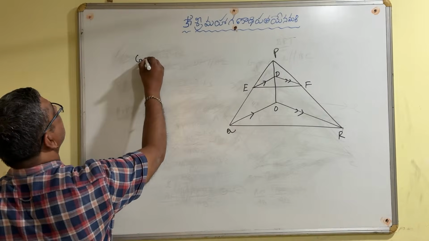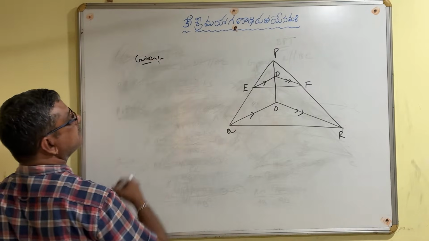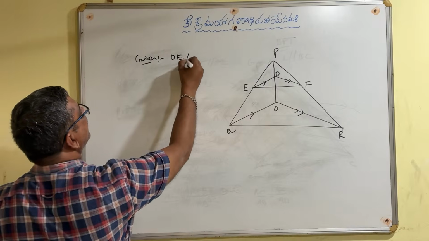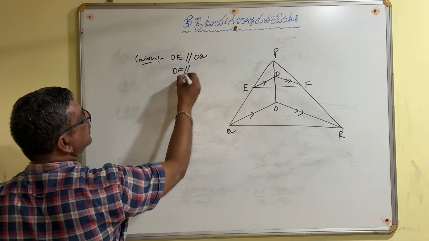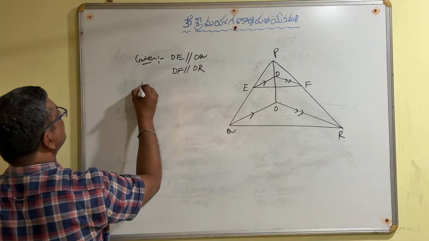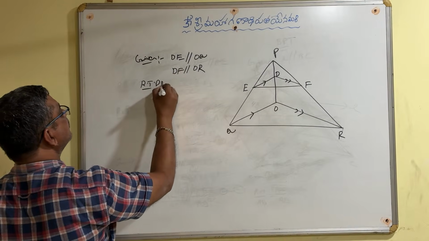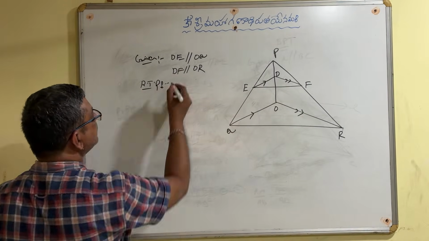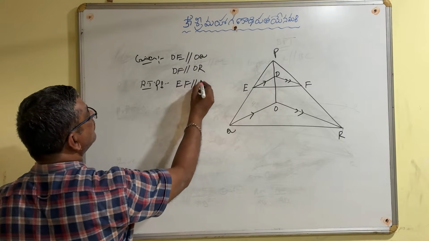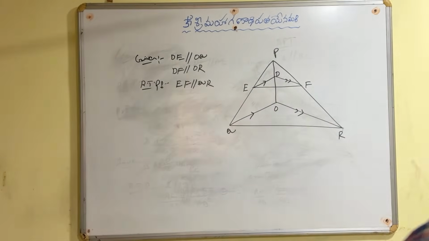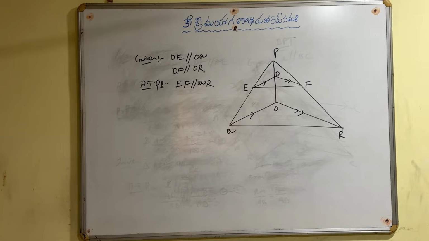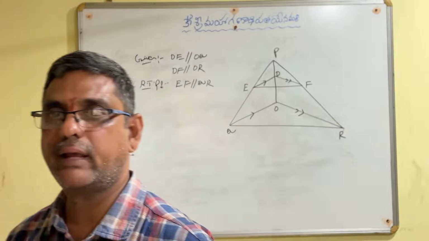What is given? DE parallel to OQ, DF parallel to OR. What is required to prove? EF parallel to QR. How to start with this problem? Anyone?